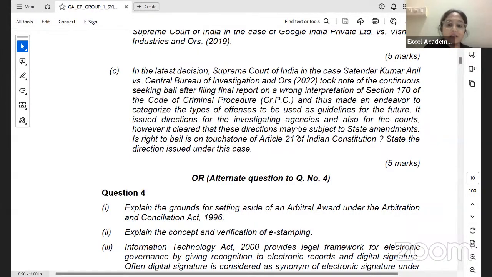Now, whether it is a touchstone of Article 21, that is a question. So what is touchstone? Touchstone means it is a criteria on which decisions are made. So when you are talking about bail or any guidelines given by the court, is it a touchstone of Article 21 of the Constitution? Means, is it a criteria for making some decision? So these things you have to answer. State the directions issued under this case. In this case, a few guidelines are issued. Only those guidelines you have to mention. So we will see what those guidelines are.